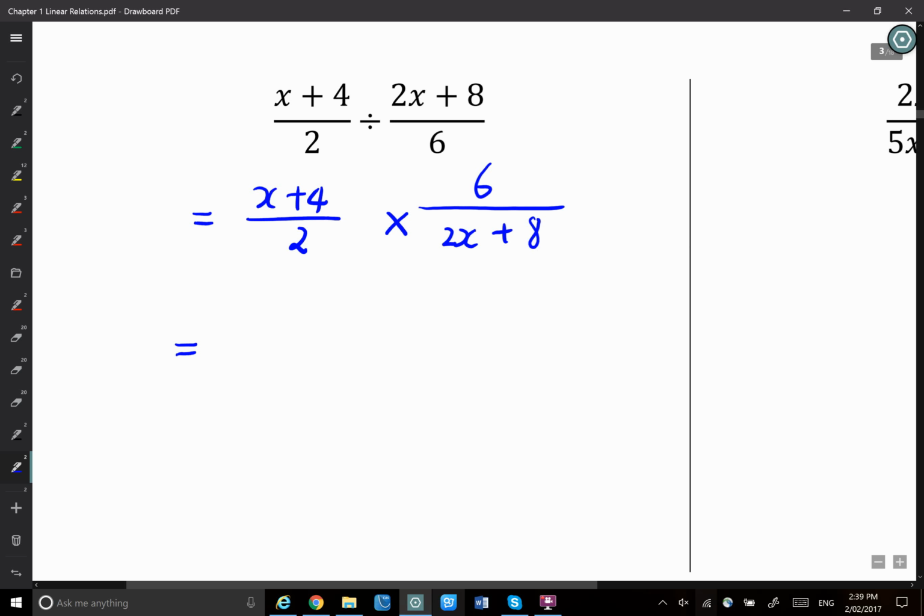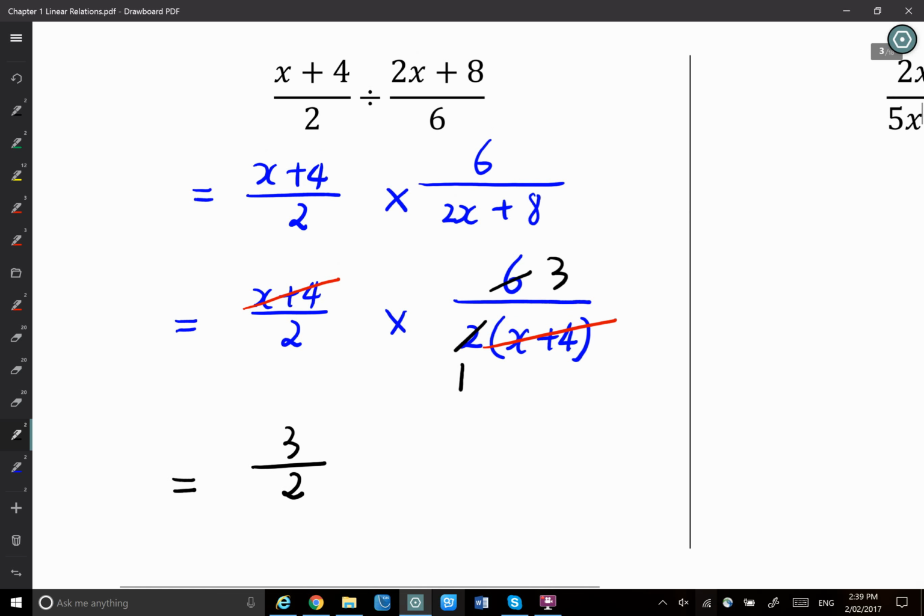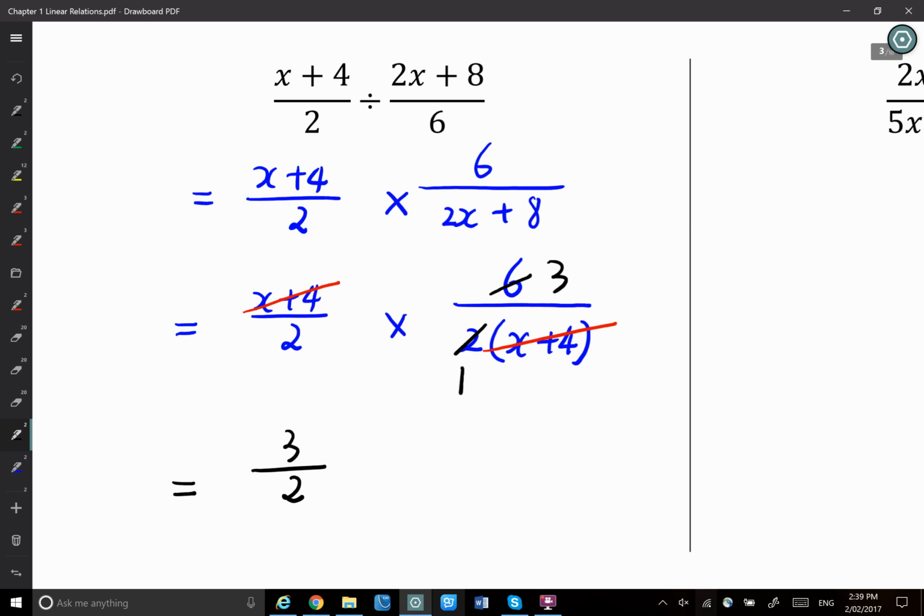Okay, and I haven't factorized that. I need to factorize the bottom, which is 2x plus 4. Okay, we have x plus 4 here and x plus 4 here. They can be cancelled. It's 1, 1. And we have 6 divided by 2 is 3. 2 divided by 2 is 1. So what we have is 3 on the top and 2 on the bottom. So it's 3 over 2.